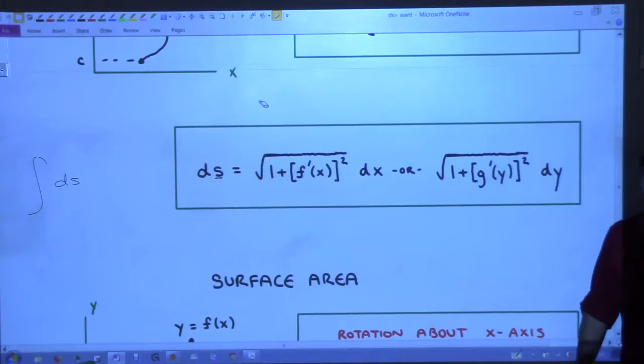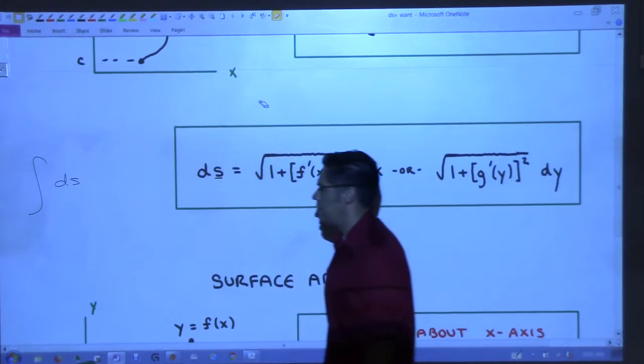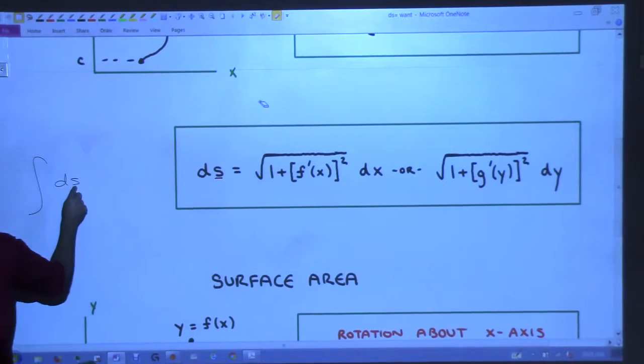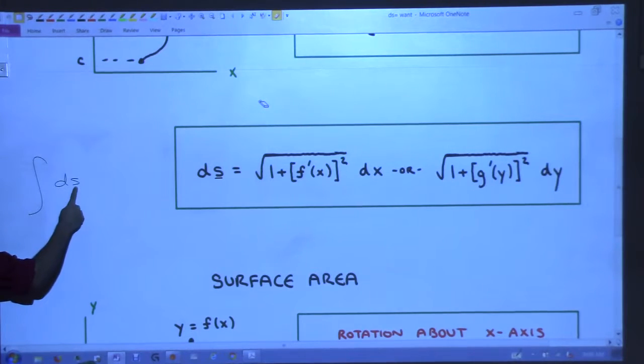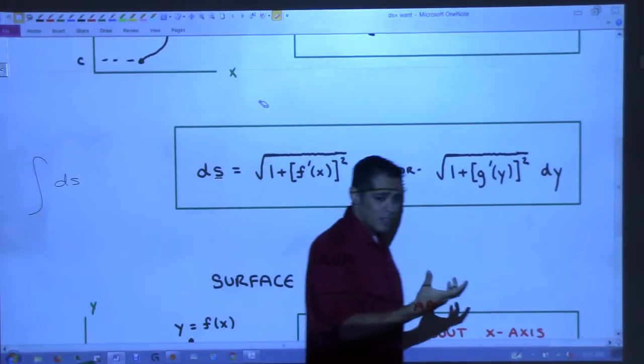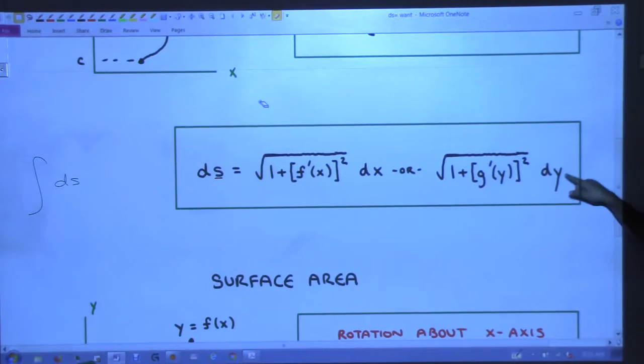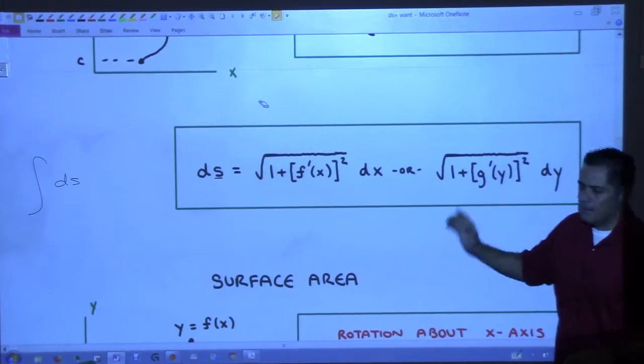Anybody going to take Cal 3? If you take Cal 3, you'll see that this little d whatever this is very important, because in Cal 3, this will be ds, or sometimes d capital S, which means you're integrating with respect to surface area, or sometimes you can integrate with respect to a vector. So that little s after the d, or whatever that variable is, means something, all right?